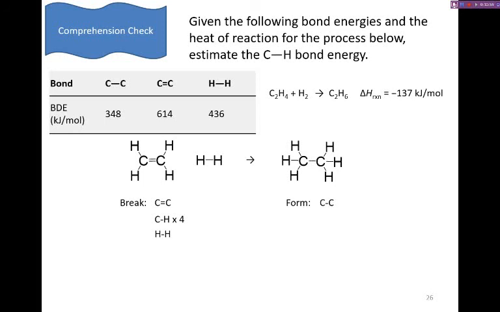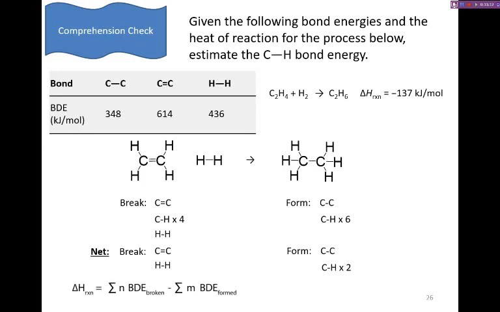We form 1 carbon-carbon single bond and 6 carbon-hydrogen single bonds. Our net then is that we break 1 carbon-carbon double bond and 1 hydrogen-hydrogen single bond, and we form 1 carbon-carbon single bond, and we form 2 carbon-hydrogen single bonds. Our enthalpy of reaction is going to be found by taking the sum of the bond dissociation energies of those broken minus the sum of those formed.